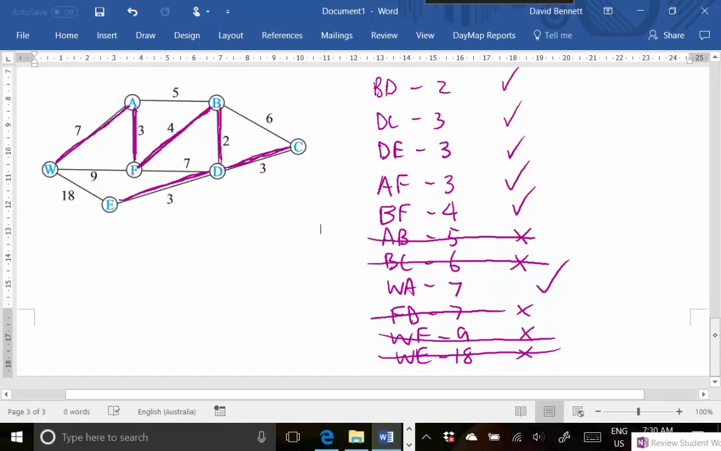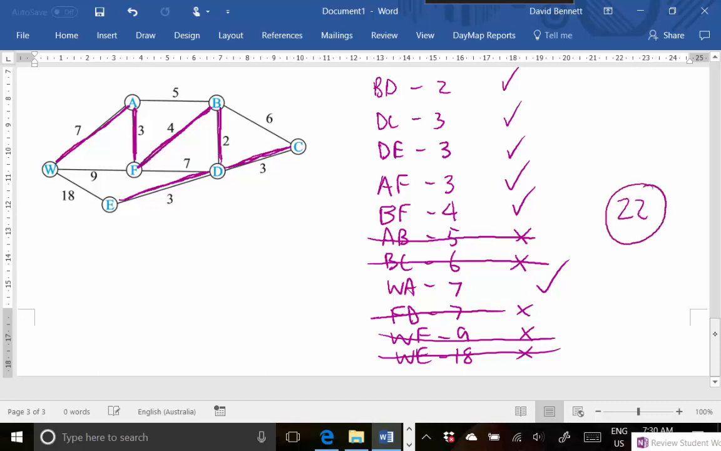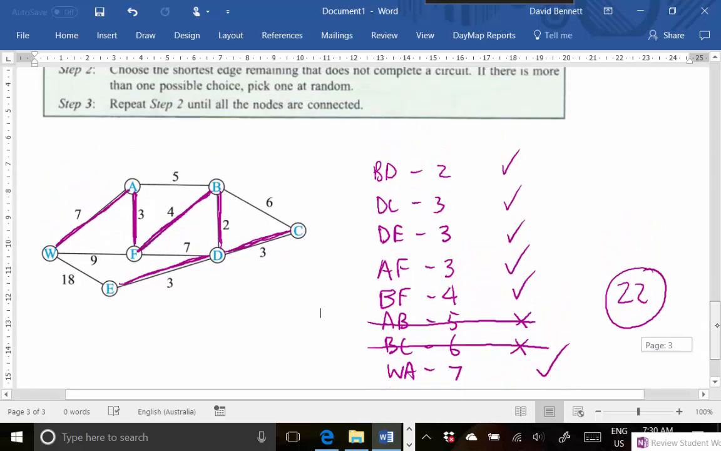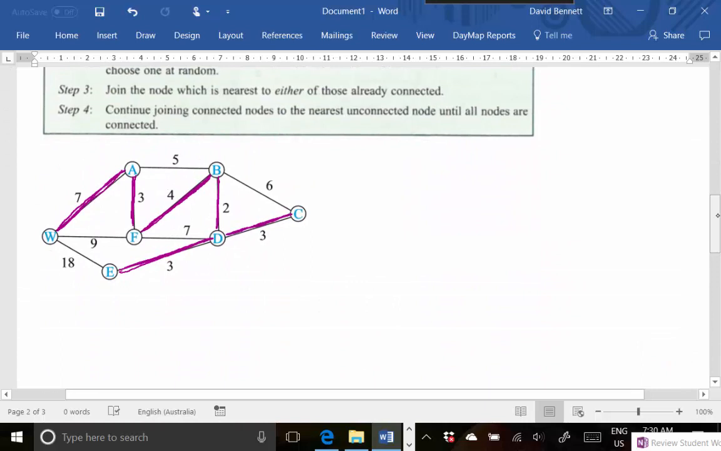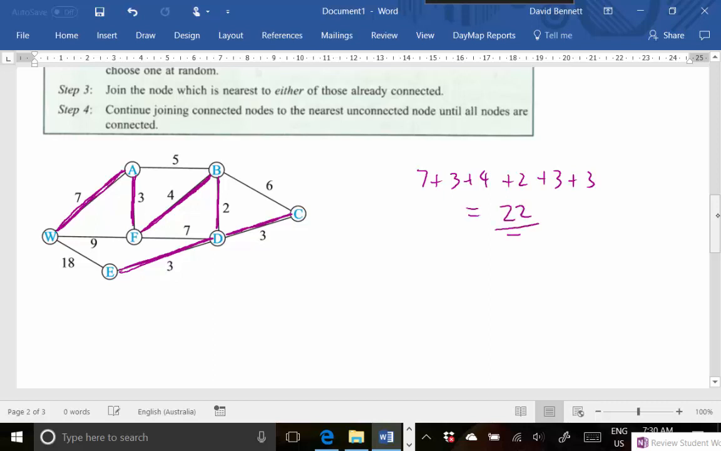So if I'm going 3 plus 2 plus 3 plus 3 is going to be 11, plus 4 is 15, plus 7 is 22. 22 units might be kilometres, it might be whatever it might be. If I do the same thing up here, I would need to add all those things together. So 7 plus 3 plus 4 plus 2 plus 3 plus 3. And again, if you add all that together, my shortest network is going to be 22.